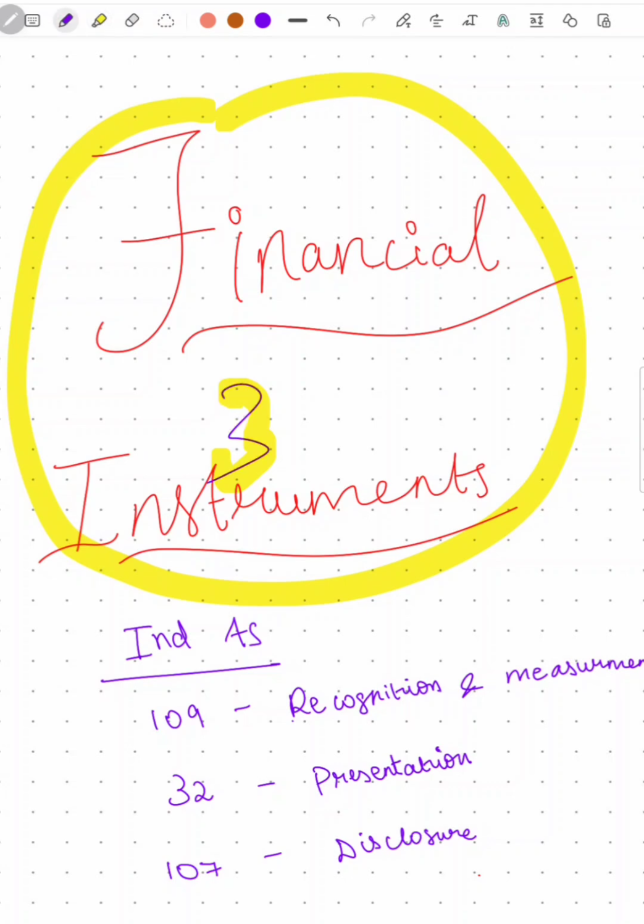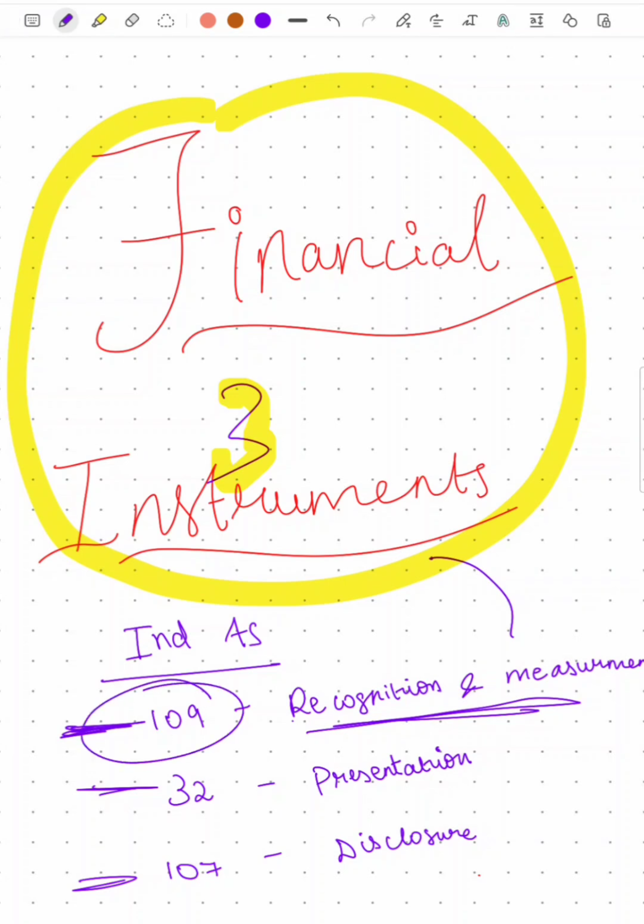The first index we are going to cover is 109, the next index is 32, and the next is 107. So 109 talks about the recognition and measurement of the financial instruments. The financial instruments must be recognized, and how to measure those instruments, that is what 109 talks about.